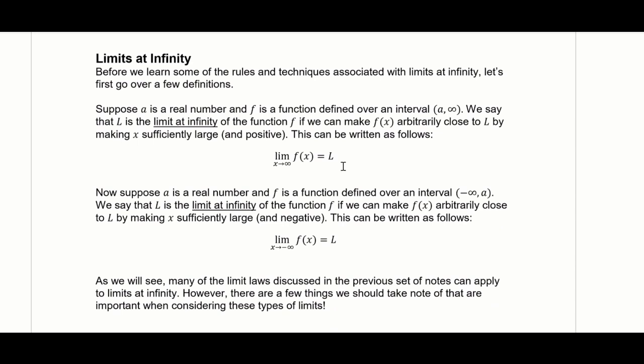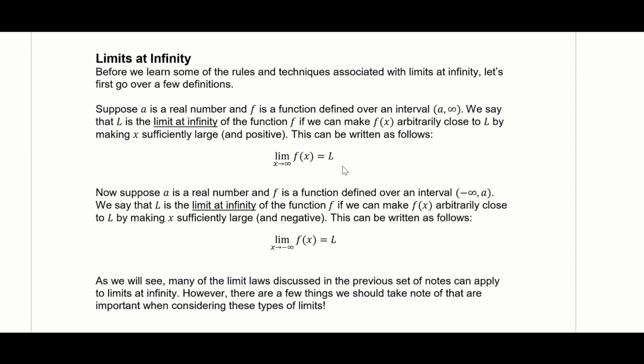So let's look at limits at infinity. As always, it's a good idea to give a brief definition here. We've already sort of talked about this, but just to give a formal definition: suppose we have a function f, we have this a acting as a real number, and we have f defined over an interval, say, from that real number a to infinity. We say that L is the limit at infinity of the function if we can make f of x, like we've talked about, arbitrarily close to L by making x sufficiently large, and in this case positive.